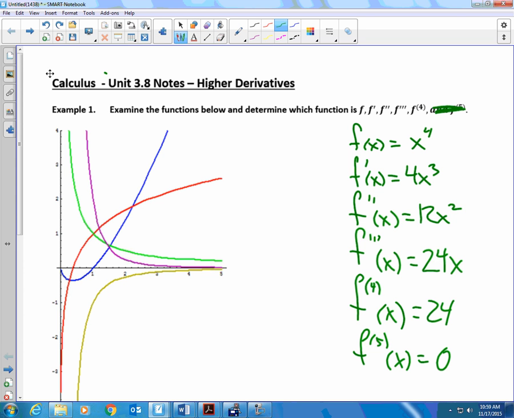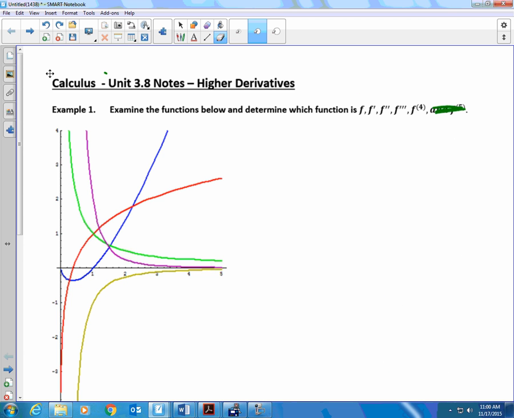For example, if you had the infinite derivative of e to the x, we could find that. So let's say f of x was e to the x, the infinite derivative, we could find that. But you're never really going to do that.